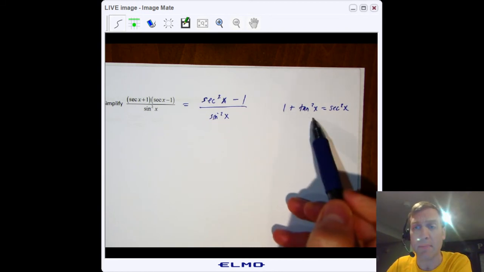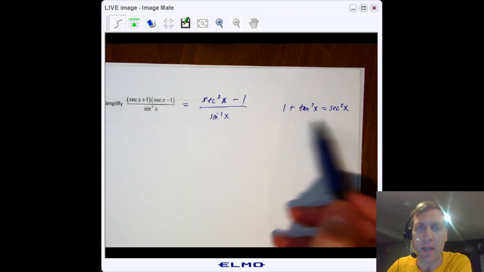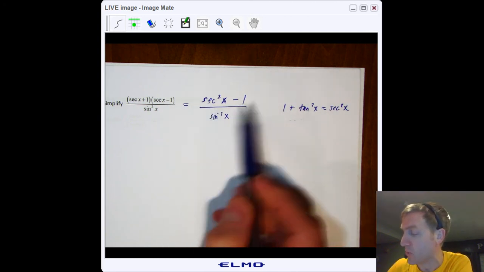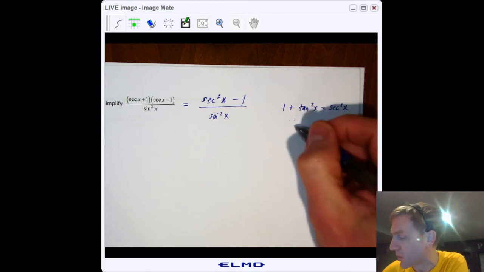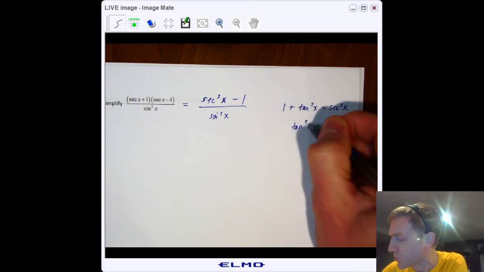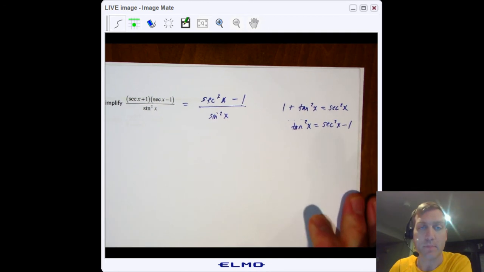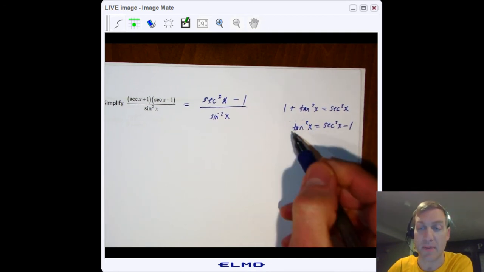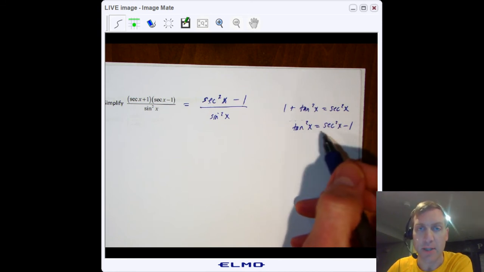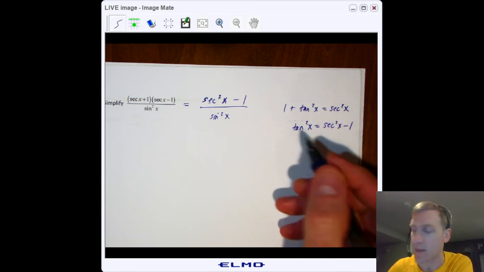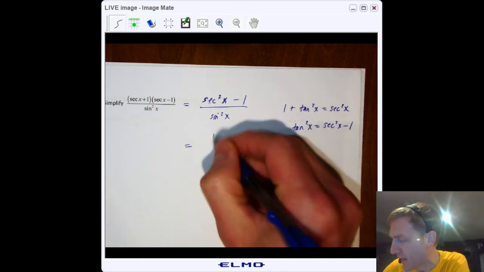Well, sometimes I use those Pythagorean identities, but in a different form. Can I do anything algebraically to make this look like the numerator? Yes, I can. I can move the 1 to the other side. So I can subtract 1 and say that tangent squared x is secant squared x minus 1. All right, so we're going to use that sometimes with those Pythagorean identities. We will rewrite them algebraically to make them look a little different, but still using the same identity. All right, come back to this. I can replace secant squared minus 1 with tangent squared.